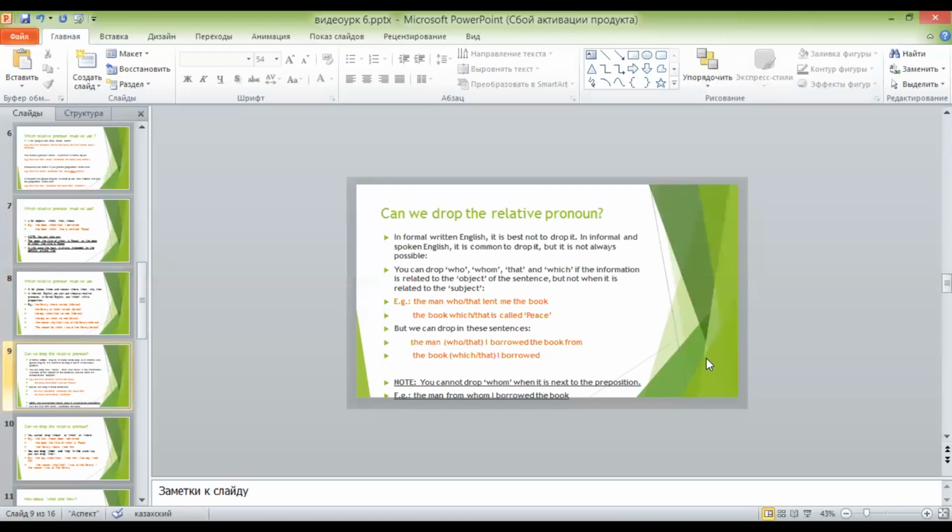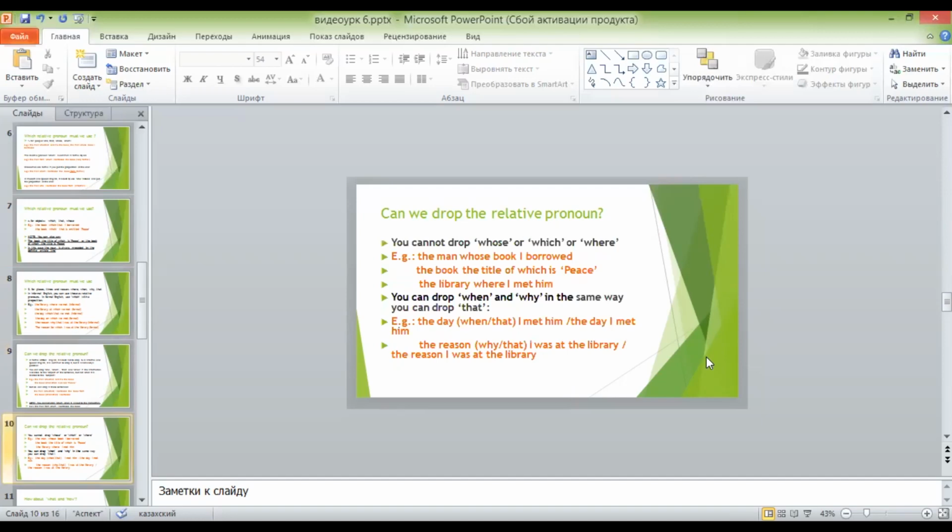For example, the man who or that lent me the book, or the book which or that is called Peace. We cannot drop them in these sentences. But we can drop them in these: the man I borrowed the book from, or the book I borrowed. Note, you cannot drop whom when it is next to the preposition. For example, the man from whom I borrowed the book.